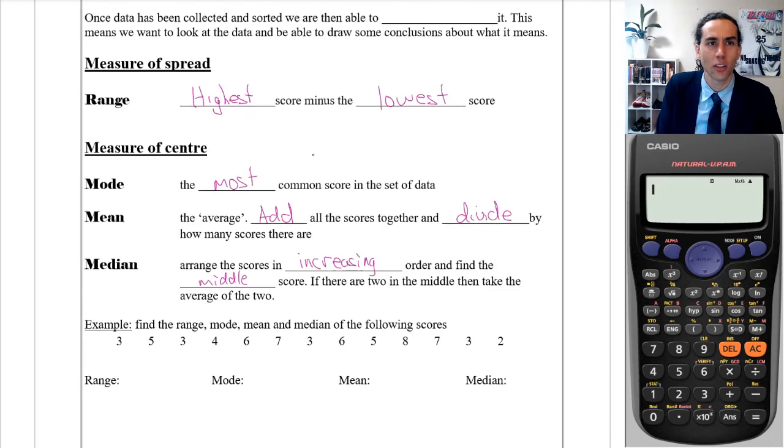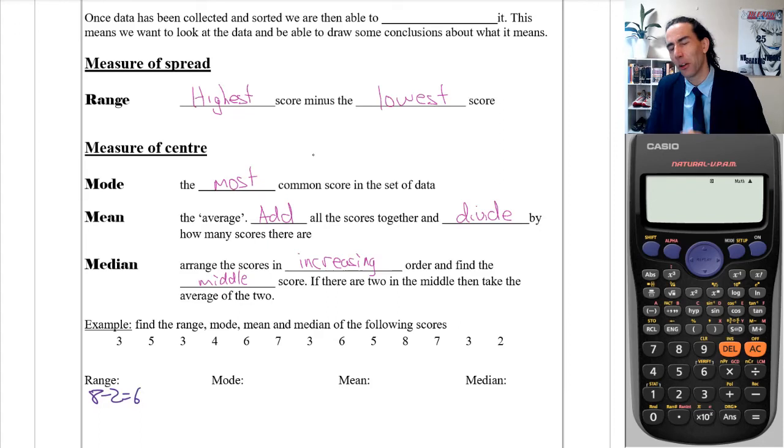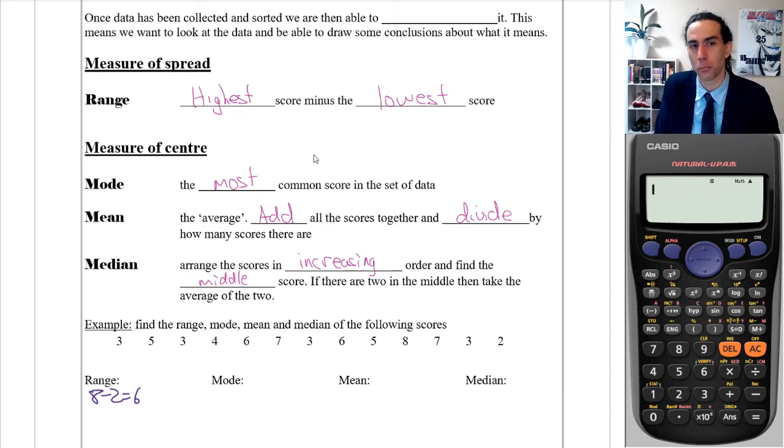Range, highest minus lowest. Highest one is an 8. Lowest one's a 3. No, lowest one's a 2. So we get 8 minus 2. The range is 6. So that helps us understand how spread out the scores are. Call it a measure of spread.